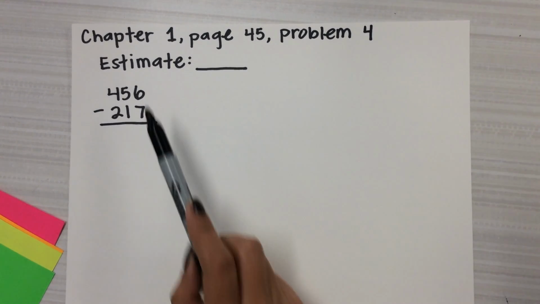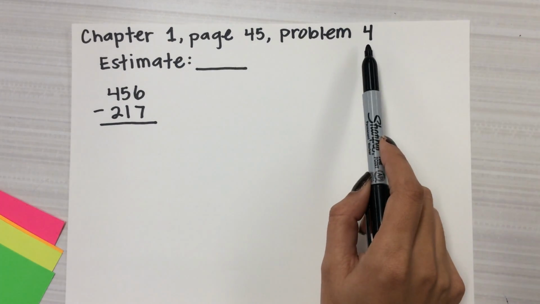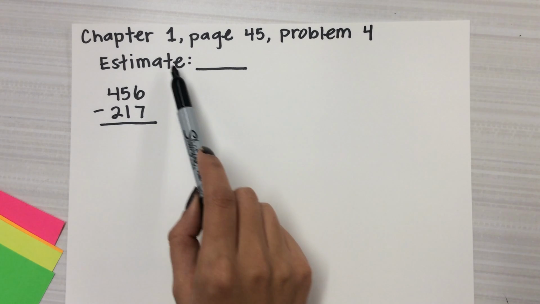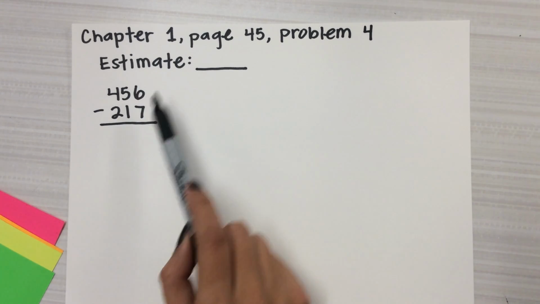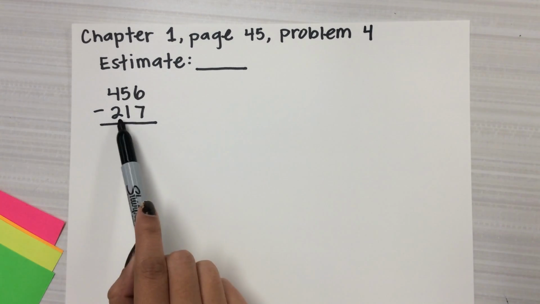Okay, so to follow along, this problem is chapter 1, page 45, problem 4. And this problem is asking us to estimate and then find the actual difference between these two numbers. So we have 456 and 217.